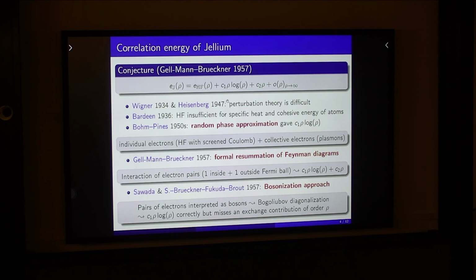And of course, they really came up with the precise coefficients C1 and C2. So what Gell-Mann and Brueckner did, they wrote down Feynman diagrams, and then they were basically resumming a partial set of Feynman diagrams. And I just want to give you a picture for that.